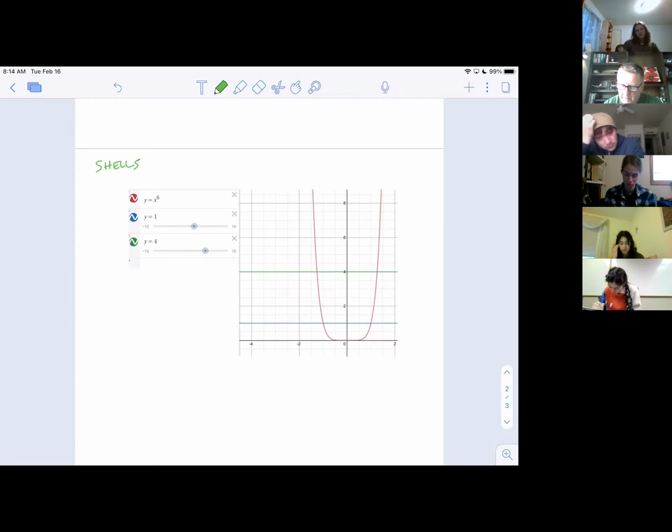So shells is where you slice it the other direction. You have no choice in that last problem but to slice it, if you will, vertically, which made dx. And so shells is where you say, no, let's actually slice it horizontally like this. And now I'm going to spin that shell around x equals 4.